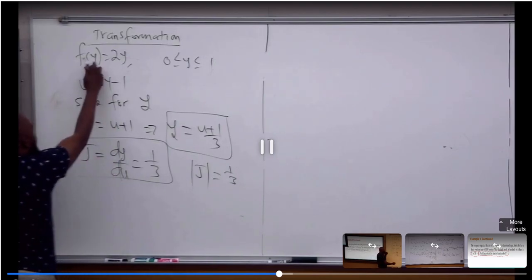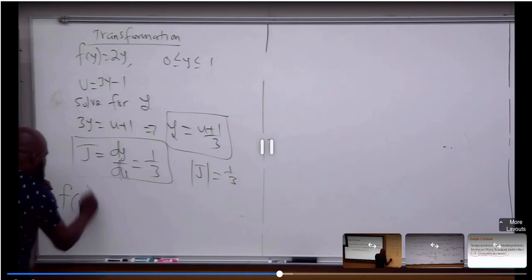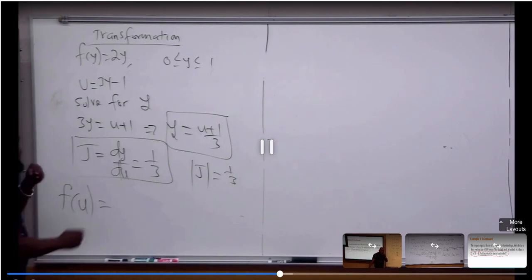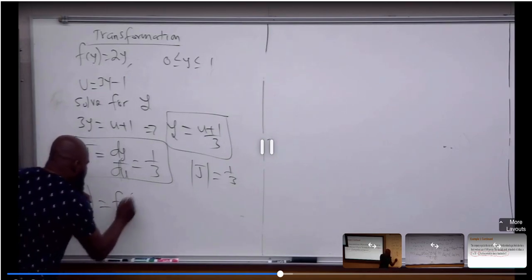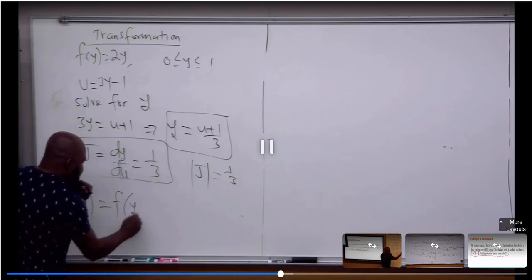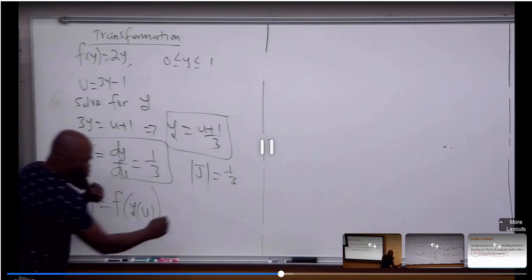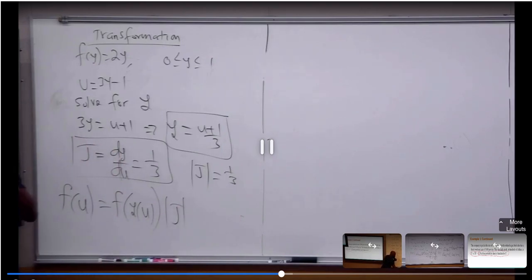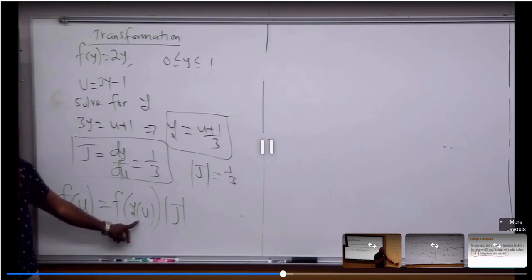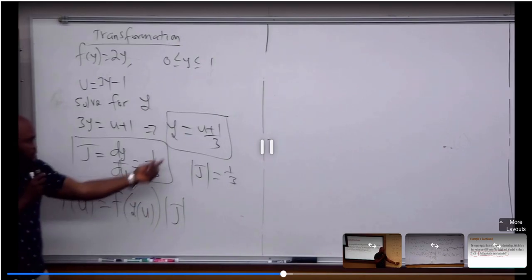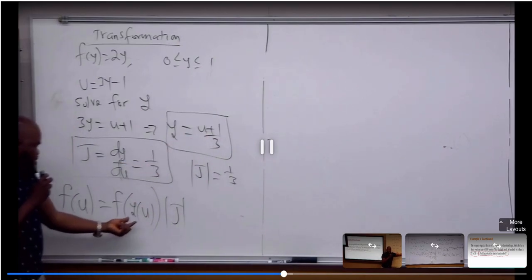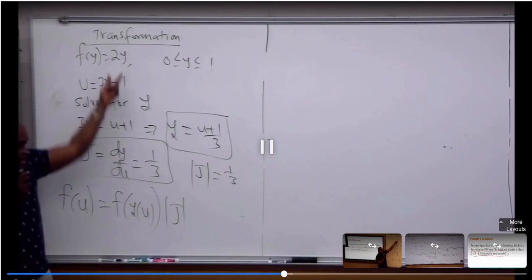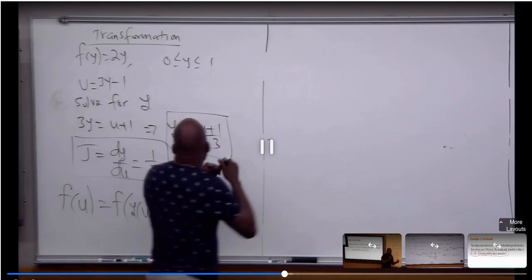Now my f of u that I'm looking for is actually going to be f expressed in terms of u, multiplied by the determinant of the Jacobian. Please, I need you to pay attention right now. I want to find f of u. I have f of y. This is telling me to plug in y equal to that, wherever I see y, then multiply by the determinant of the Jacobian.